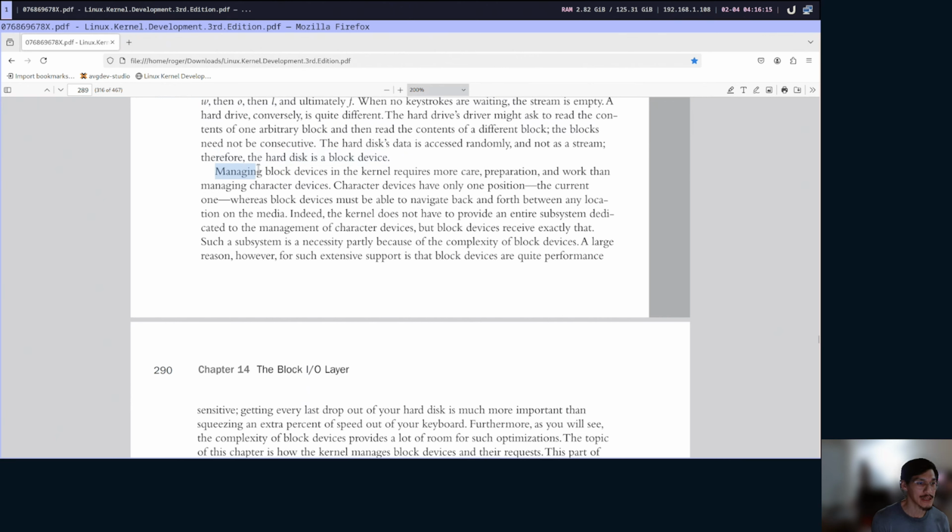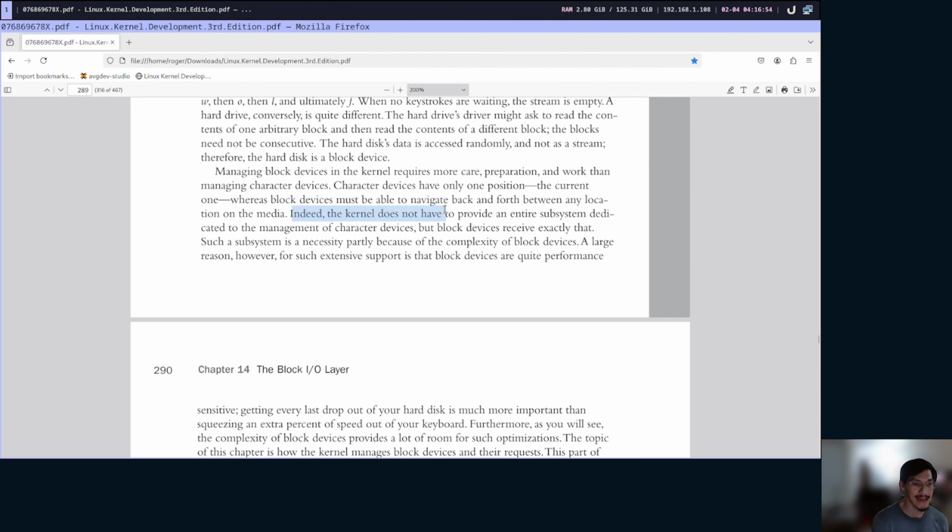Managing block devices in the kernel requires more care, preparation, and work than managing character devices. Character devices have only one position, the current one, whereas block devices must be able to navigate back and forth between any location on the media. Again, character devices only have one position you can read. So basically one byte at a time, literally. You read a byte, and then you expect when you read again, it should be something different. Versus block devices, where you can actually jump from one place to another. We had to really reiterate that concept.